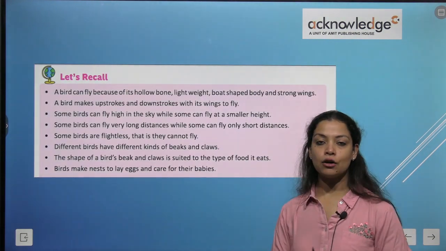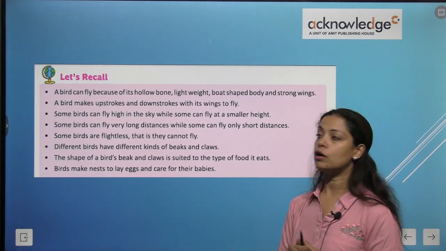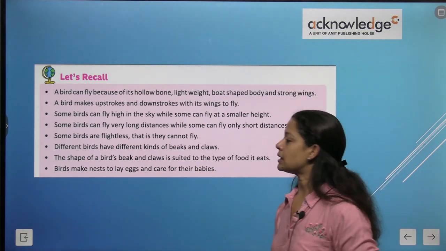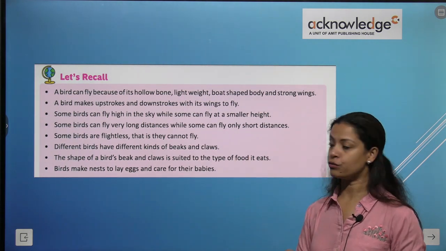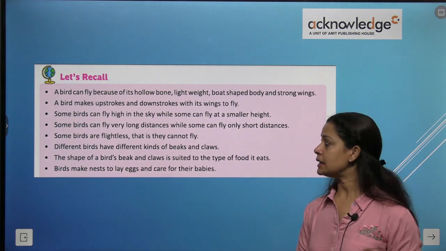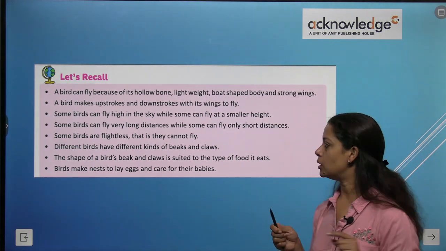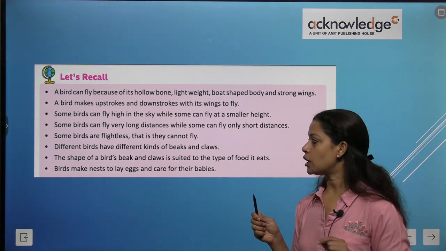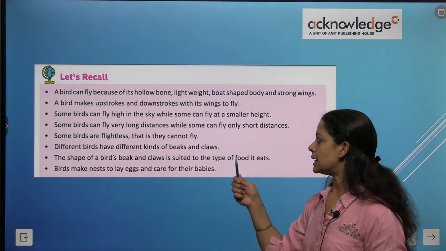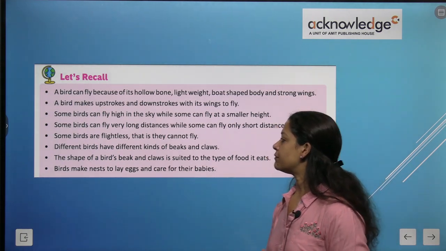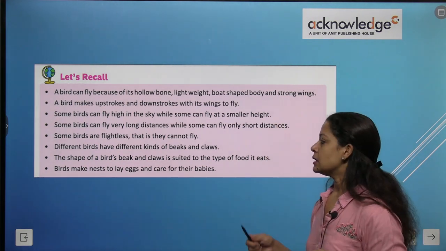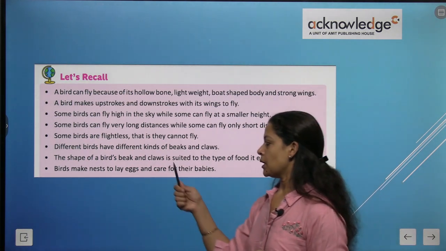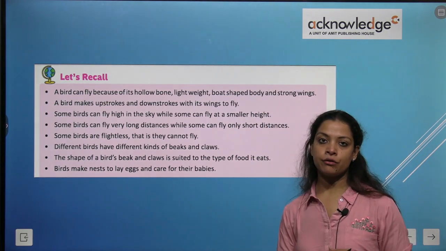So let's quickly recall what we have studied. A bird can fly because of its hollow bone, lightweight, boat-shaped body and strong wings. A bird makes upstrokes and downstrokes with its wings to fly. Some birds can fly high in the sky while some can fly at a smaller height. Some birds can fly very long distances while some can fly only short distances. Some birds are flightless, that is, they cannot fly. Different birds have different kinds of beaks and claws. The shape of a bird's beak and claws is suited to the type of food they are eating. Birds make nests to lay eggs and care for their babies.